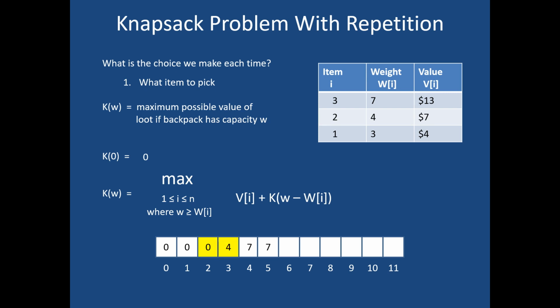Exactly. Okay, now what happens here? We're trying to decide what to put in k of 6. And that's going to depend on k of 6 minus 4 and k of 6 minus 3. So what's our answer?